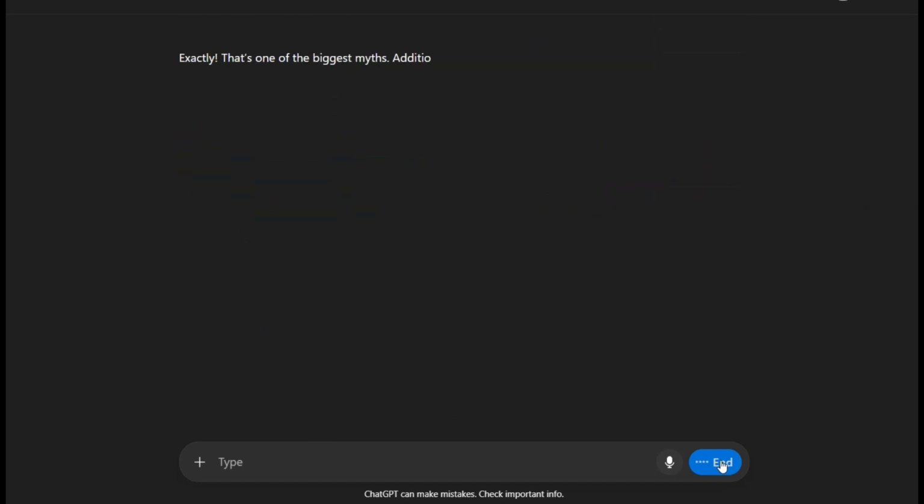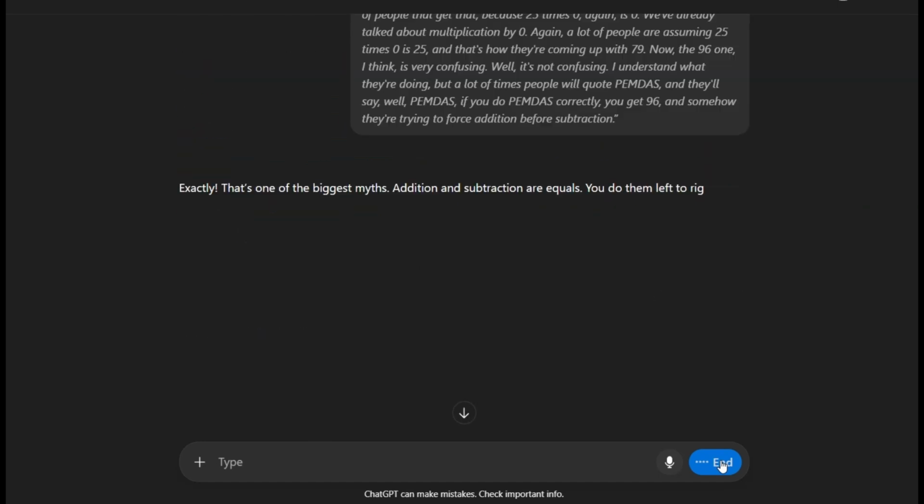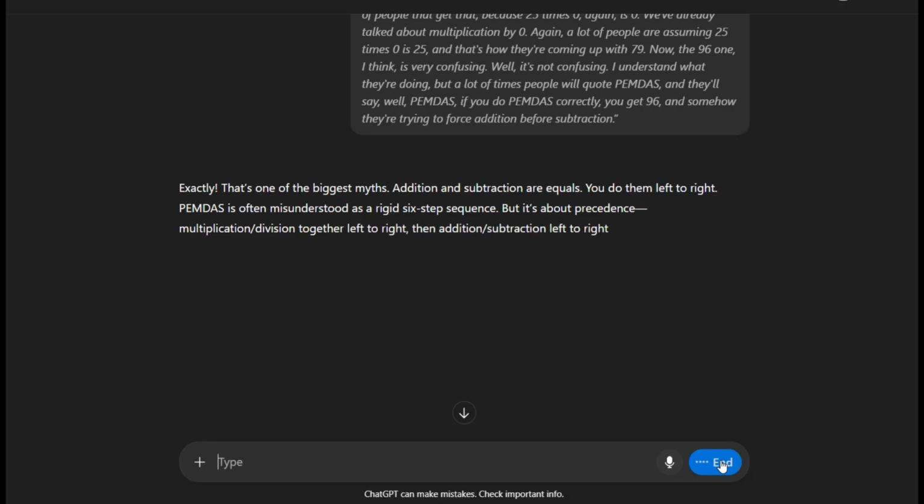Exactly. That's one of the biggest myths. Addition and subtraction are equals. You do them left to right. PEMDAS is often misunderstood as a rigid six-step sequence, but it's about precedence. Multiplication and division together left to right, then addition and subtraction left to right. Once that clicks, these tricky answers start disappearing.